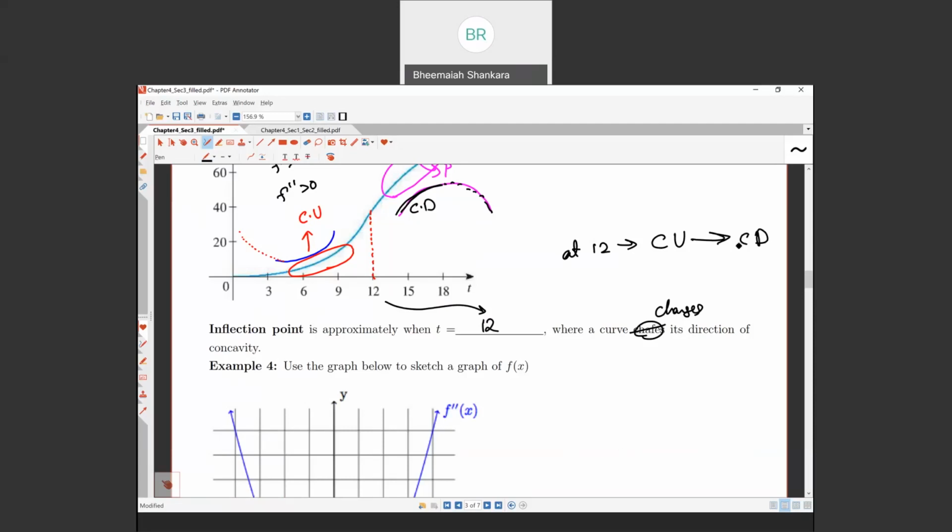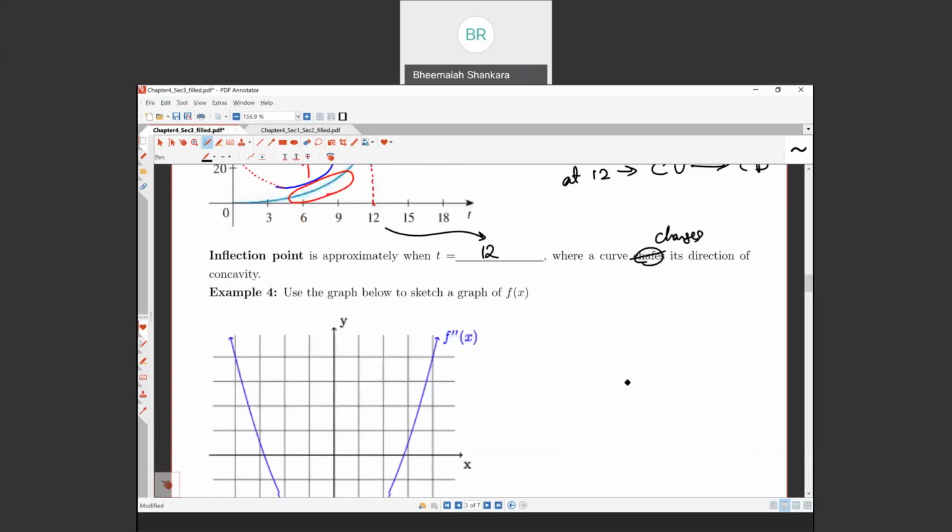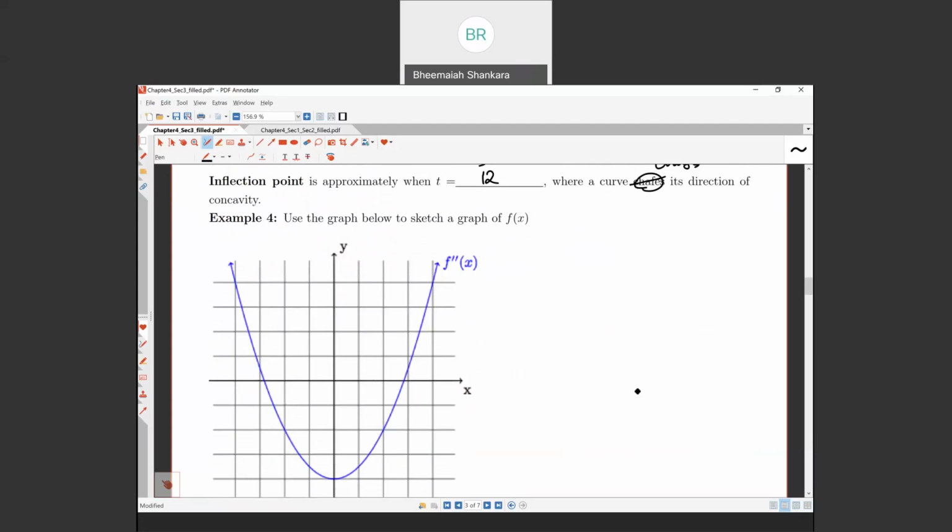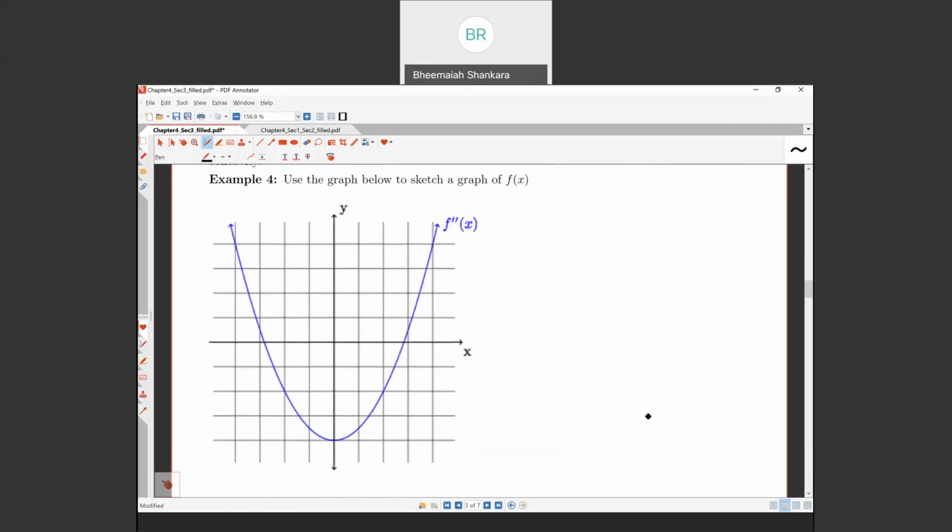Now in the next example, you want to use the graph below to sketch the graph of the function f. The graph given is an f double prime graph. So read the graph carefully, mark these endpoints as A and B.